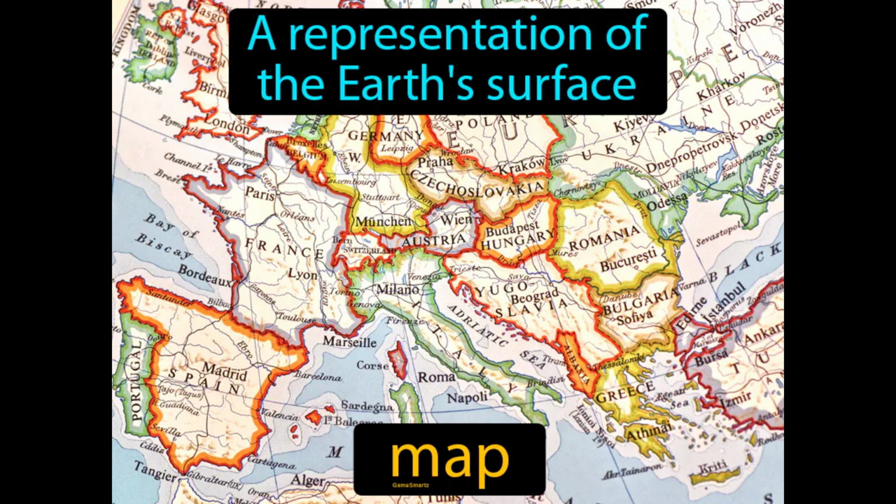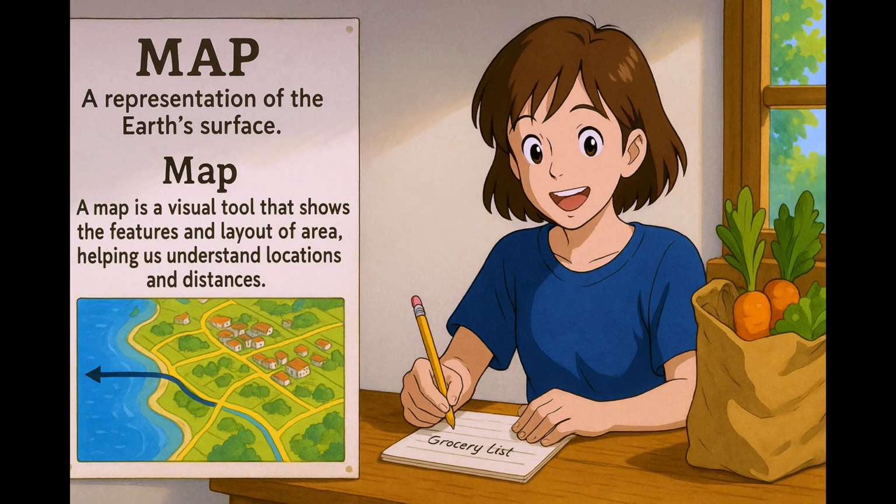A representation of the Earth's surface. Map. A map is a visual tool that shows the features and layout of an area, helping us understand locations and distances. Imagine trying to make a grocery list for a family dinner, but you can't write down every single detail about each item. Just like creating a simplified list of essentials to ensure you don't forget the crucial ingredients, a map simplifies and represents the complex surface of the Earth to highlight key features.